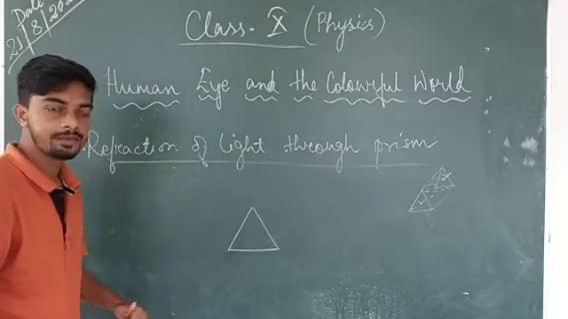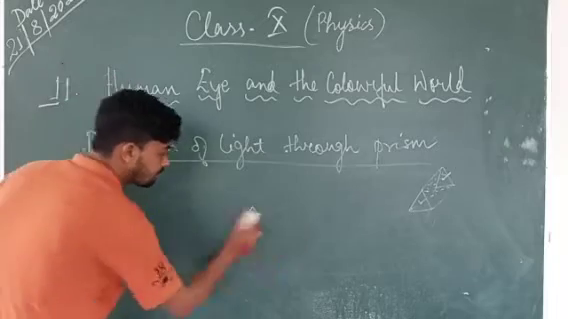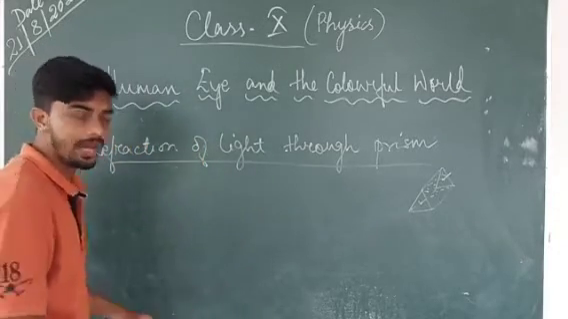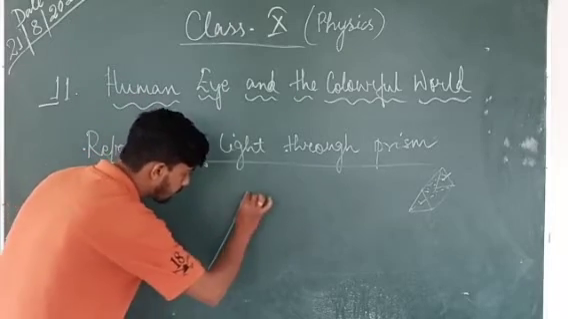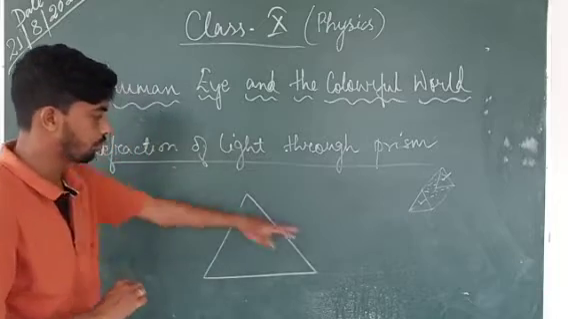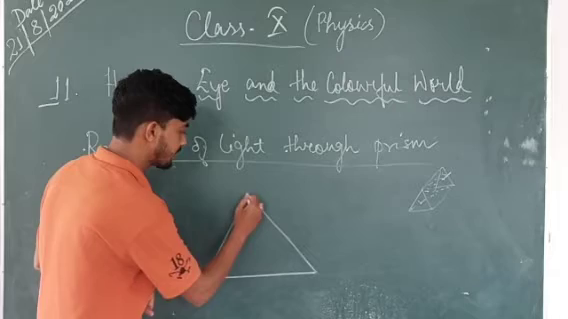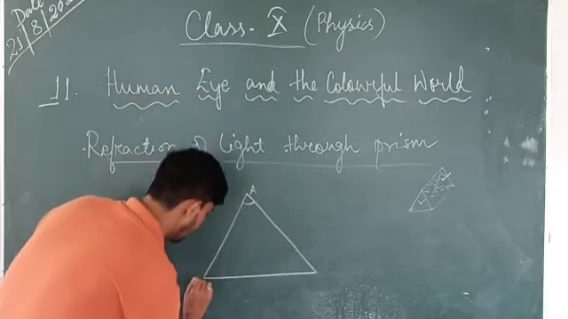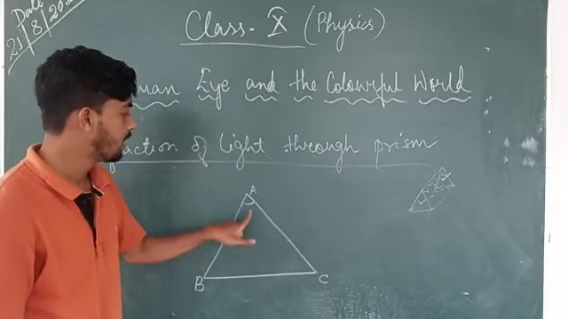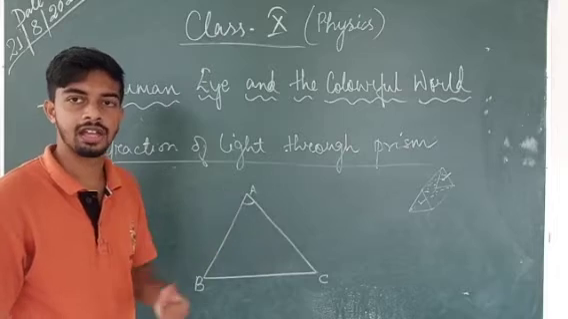So what happens when the light comes and falls onto the prism? The light refracts, and in a simple way, the light bends. So I'm just drawing it. This is our prism, so 3 sides. Let us name them A, B, C. This angle, any one angle, is known as angle A or the angle of prism.